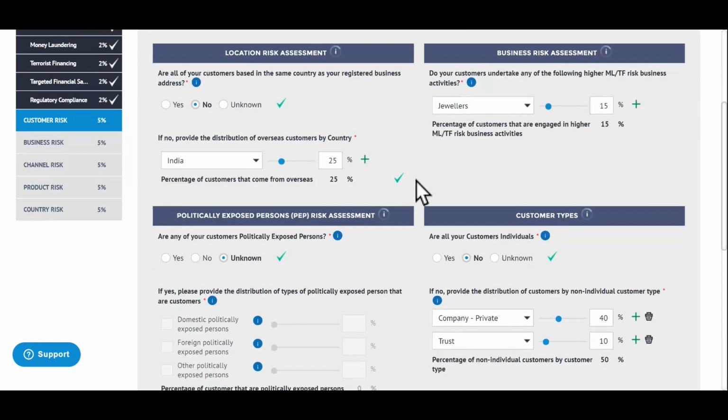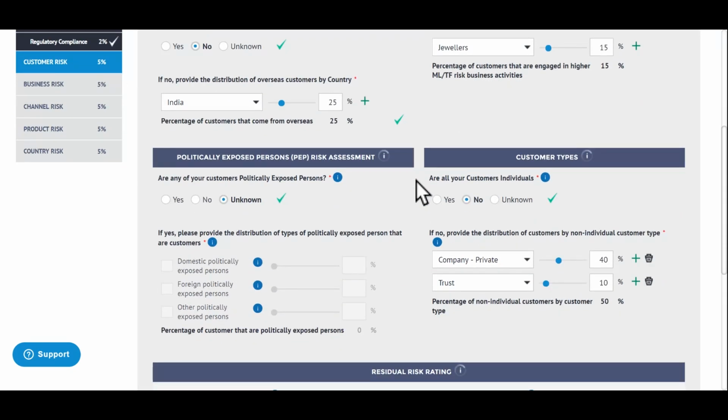The third part of the customer risk assessment is the politically exposed person risk assessment, which seeks to assess if your organization deals with higher risk customers based on whether they appear on certain public or privately operated watch lists of politicians, criminals, criminal associates, and other higher risk occupations such as magistrates and members of the judiciary.